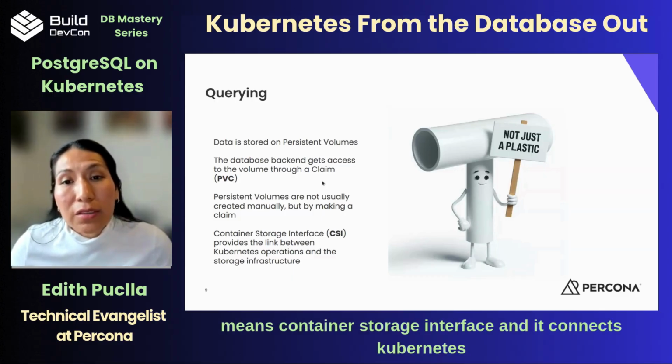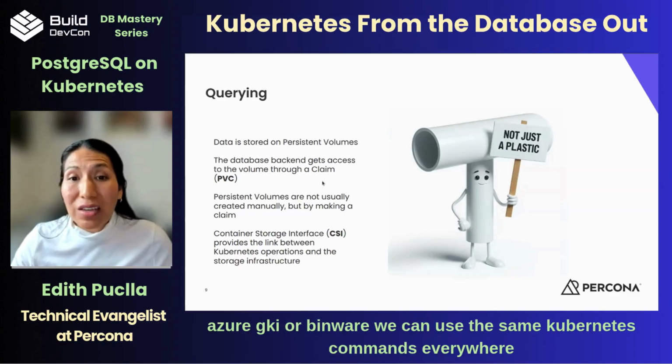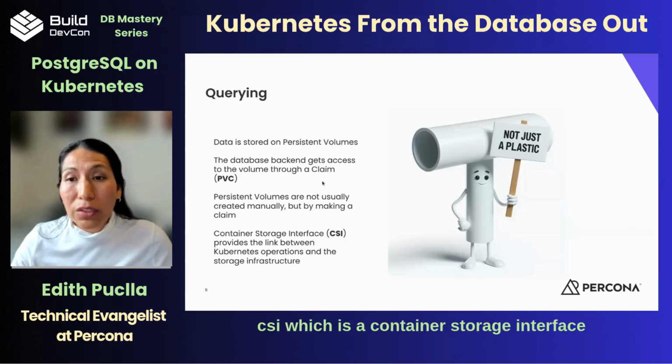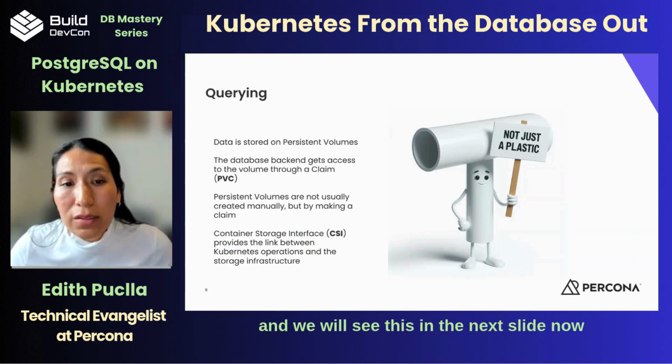And CSI means Container Storage Interface, and it connects Kubernetes to the storage infrastructure. If we are on AWS, Azure, GKE, or VMware, we can use the same Kubernetes commands everywhere. CSI, the Container Storage Interface, will handle it for us. Now we are in GKE, so our CSI driver talks to Google Persistent Disk, and we will see this in the next slide.